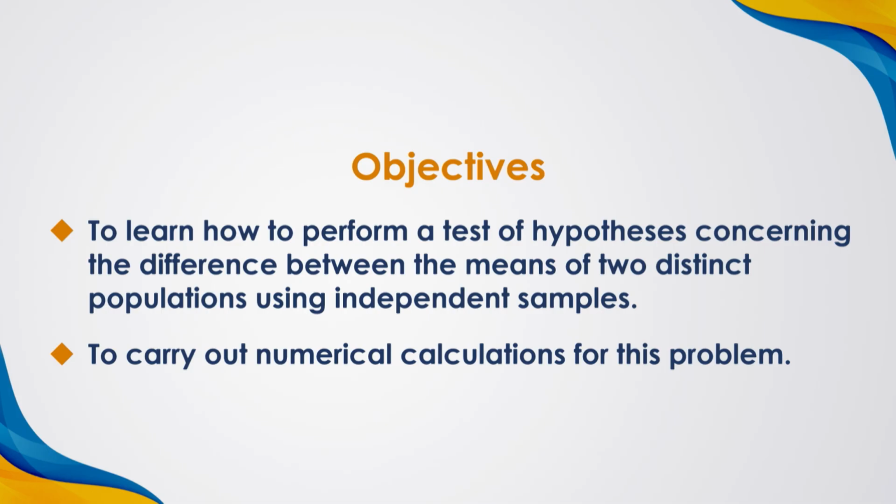The objectives are: you will be able to learn how to perform a test of hypothesis concerning the difference between the means of two distinct populations using independent samples. You will be able to carry out numerical calculations for the problem.